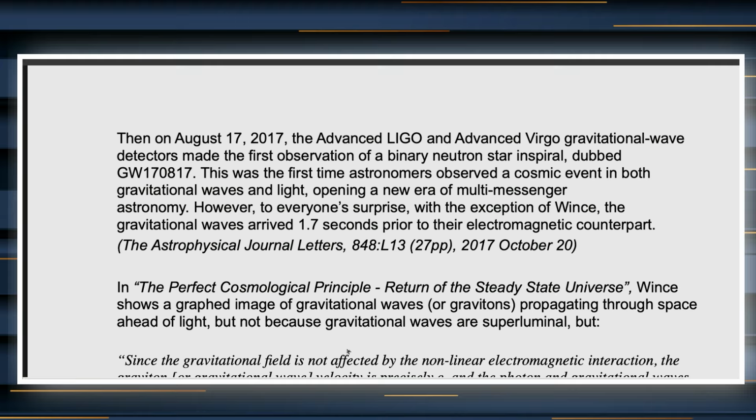Back to the document. So on August 17th, 2017, the Advanced LIGO and Advanced Virgo gravitational wave detectors made the first observation of a binary neutron star inspiraling, dubbed GW170817. And I love how it has my initials in it. This was the first time astronomers observed a cosmic event in both gravitational waves and light, opening a new era of multi-messenger astronomy. However, to everyone's surprise, with the exception of Wince, the gravitational waves arrived 1.7 seconds prior to their electromagnetic counterpart. And there's a reference for that.